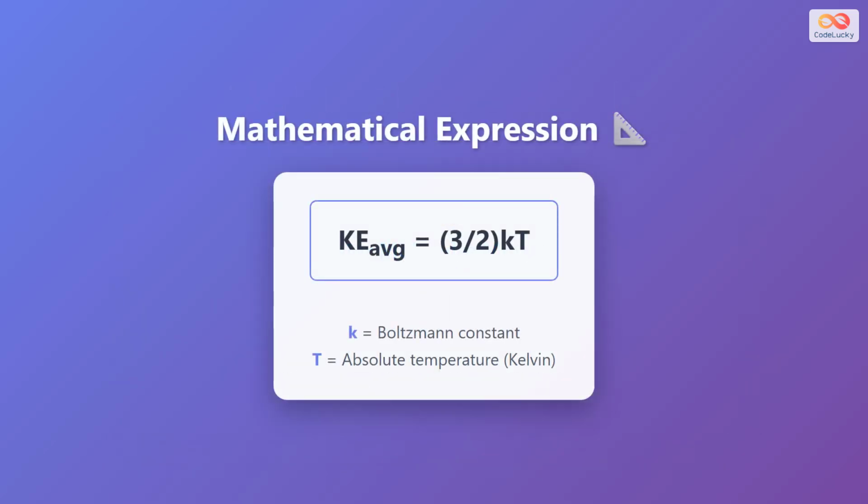We can express this relationship mathematically. The average kinetic energy equals 3/2 times k times T, where k is the Boltzmann constant, which is a very small number that relates energy to temperature, and T is the absolute temperature measured in Kelvin. This equation is powerful because it shows that average kinetic energy is directly proportional to temperature. If you know the temperature, you can calculate the average kinetic energy of gas molecules, and vice versa.